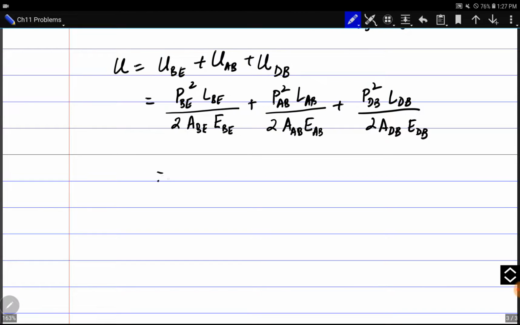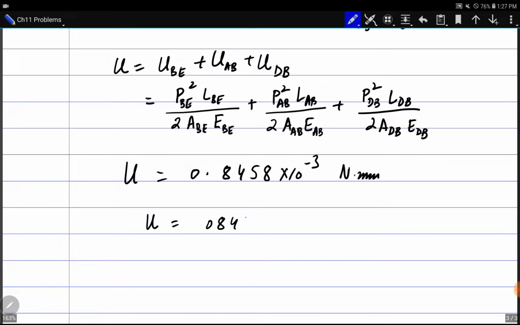By putting all the values, you can do the calculations by yourself. I will write the numerical value directly. It is 0.8458 into 10 power minus 3 newton millimeter. Or you can write it as U equal to 0.8458 newton meter.